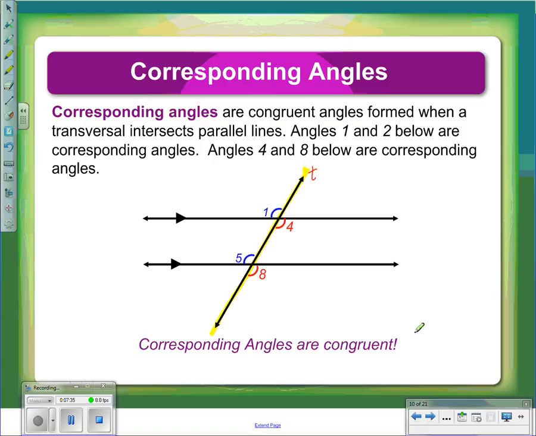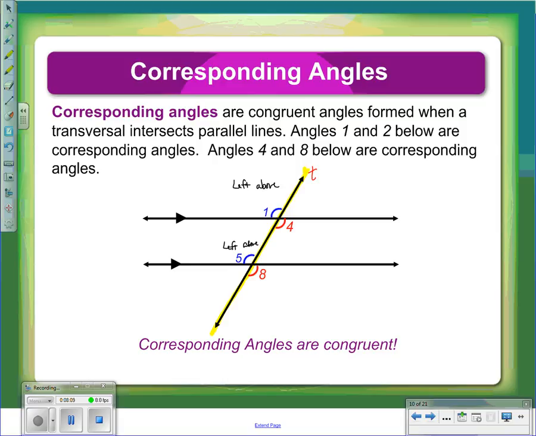Corresponding means they are in the same location with respect to the parallel line and the transversal itself. So we saw a video yesterday. It talked about if I look at angle 1, angle 1 is on the left side of the transversal, but it is above the parallel line. So I'm going to look for another angle that's on the left side of the transversal and it's also above my parallel line. So angle 1 and angle 5 are corresponding angles.